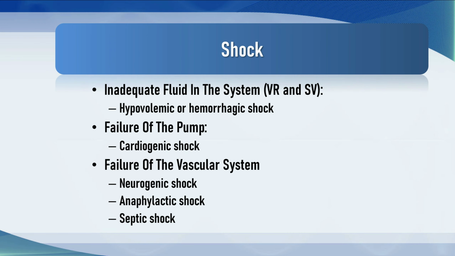So shock is inadequate fluid in the system, that's venous return and stroke volume, and we call that hypovolemic shock. There is inadequate flow, and as a consequence, the tissues starve. It may be due to failure of the pump, and we call that cardiogenic shock, and there are multiple causes of cardiogenic shock. Or it may be failure of the vascular system: neurogenic shock, anaphylactic shock, or septic shock.